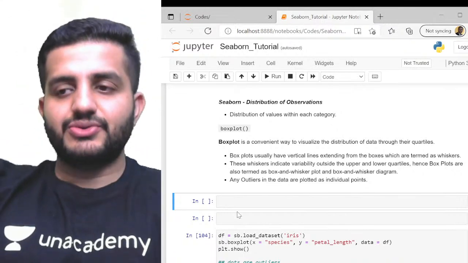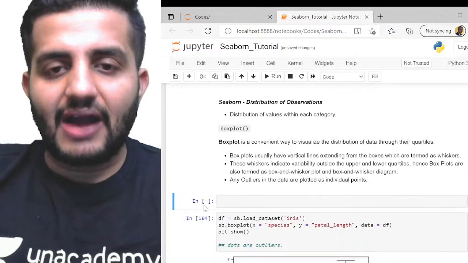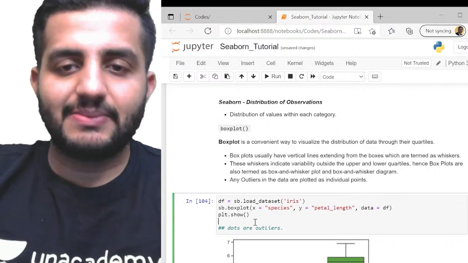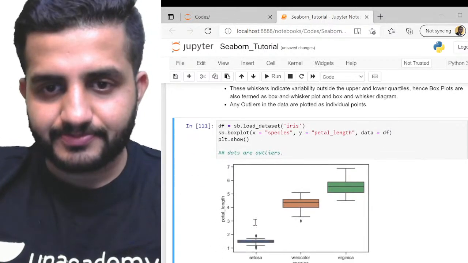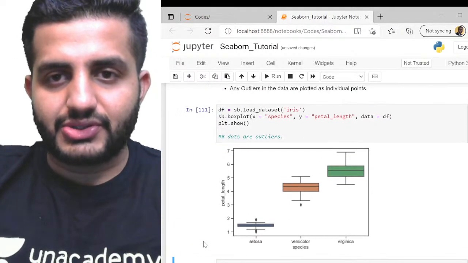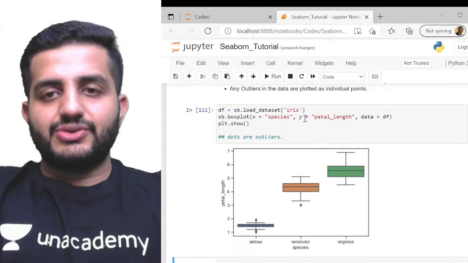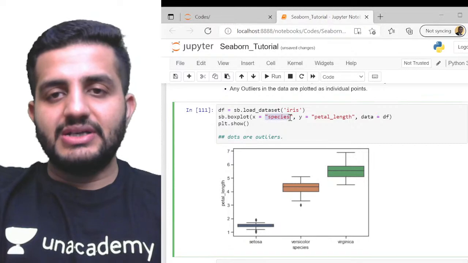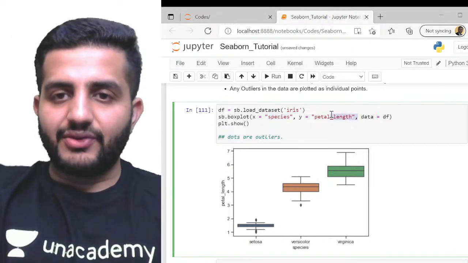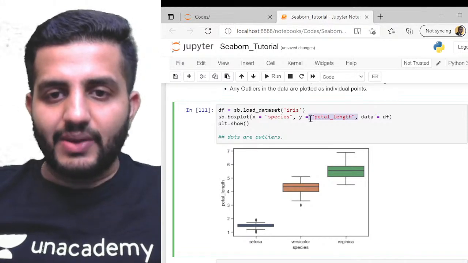Okay guys, no issues here. So now let me first plot the graph and then show it to you how it looks. Now I have used the same graph. Remember, I was still plotting species with the petal length. So same graph I have used. Now let's try to understand how exactly this works.